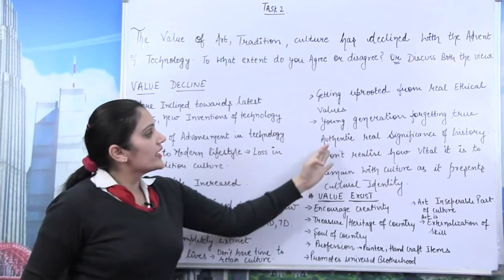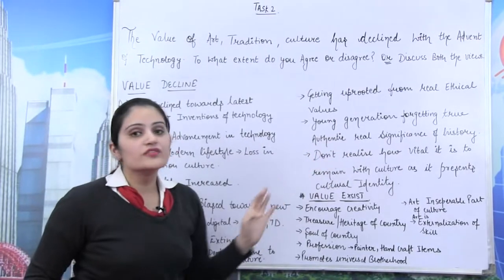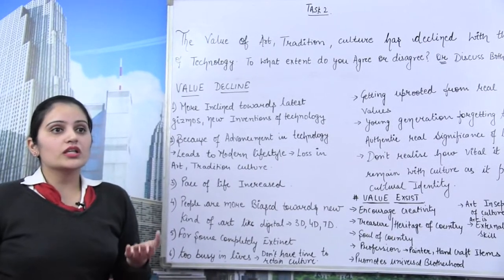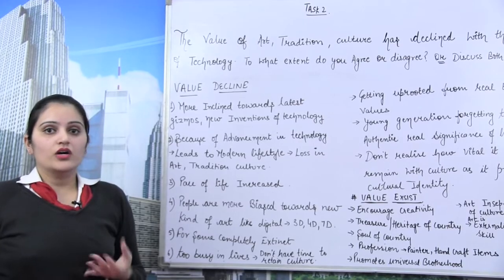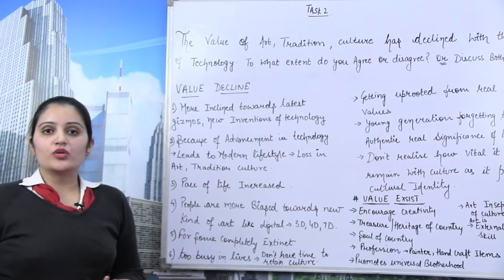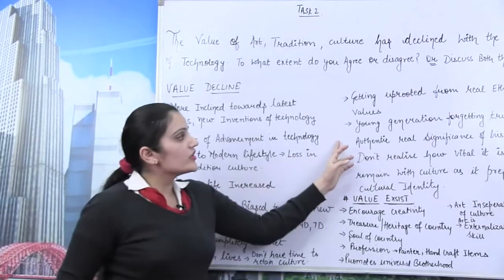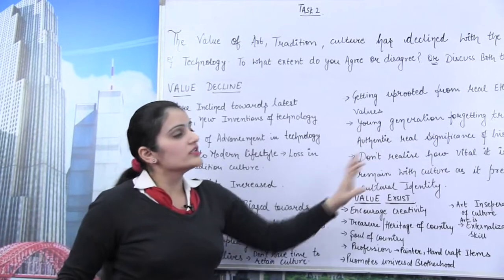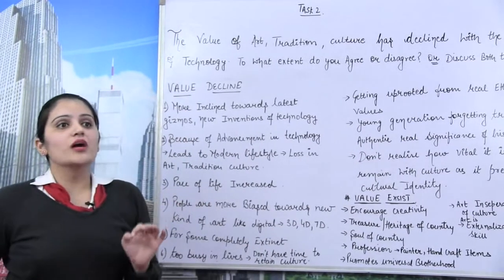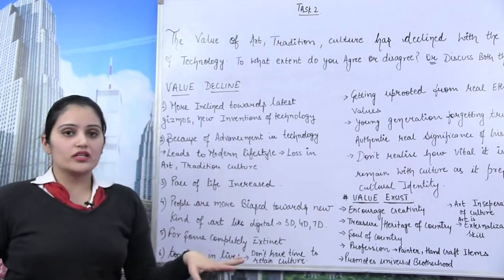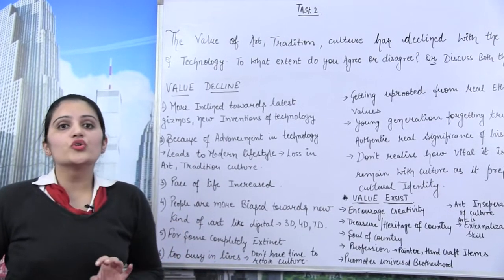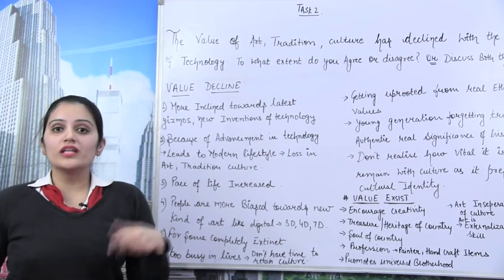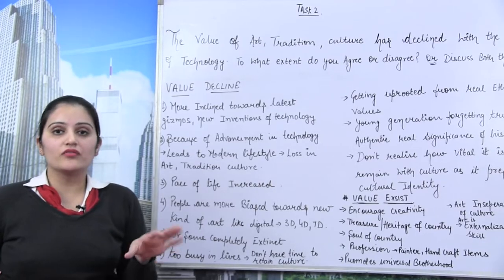The young generation is forgetting the true, authentic, real significance of history, which they should not. But it is a bitter truth that nowadays we are living in the modern era. All say that we live in the 21st century. So the young generation, especially the youth, are forgetting the real significance of history. Even if we take the example of adults, not the young ones, the adults also don't know much about the history, culture and the tradition.